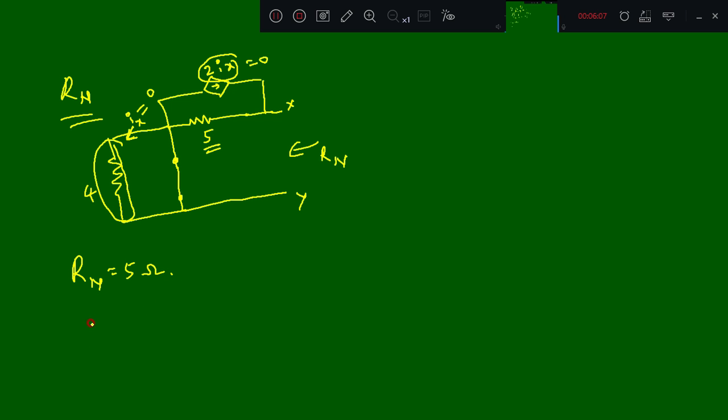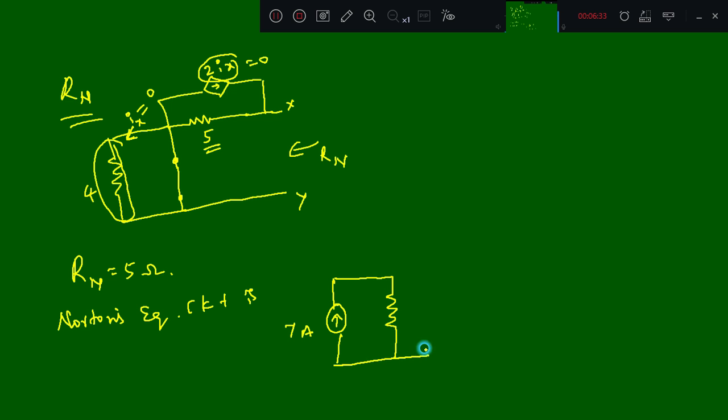So the redrawn Norton's equivalent circuit is: the current source is 7 amperes, the 7 ampere current source in upward direction, then in parallel with the RN resistor, this 5 ohm RN resistor. Then this is in between X and Y. So this is the Norton's equivalent circuit for the given circuit, which has the dependent source.